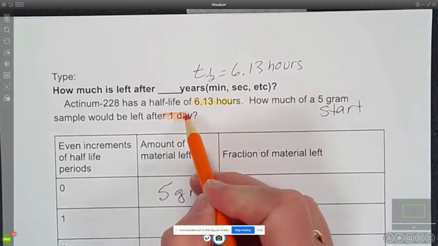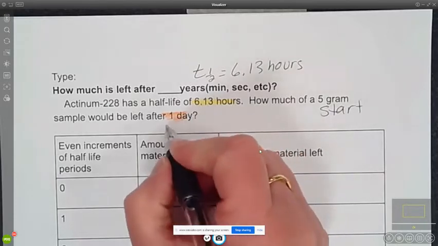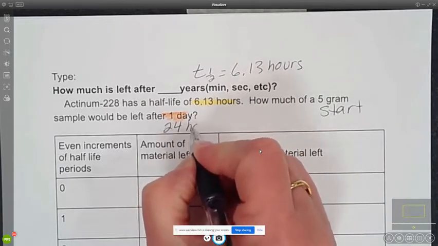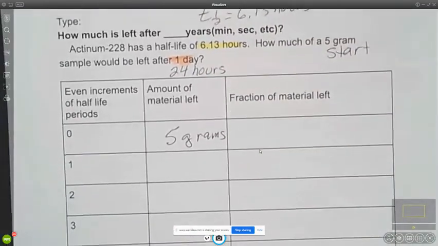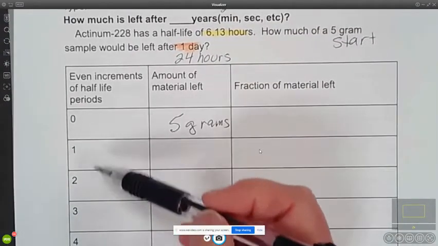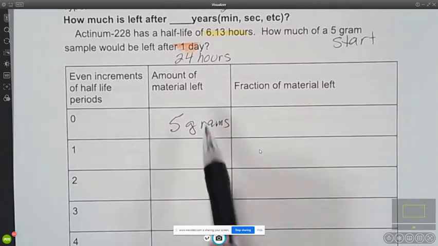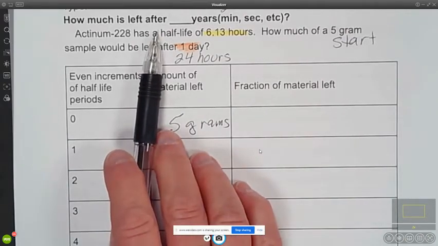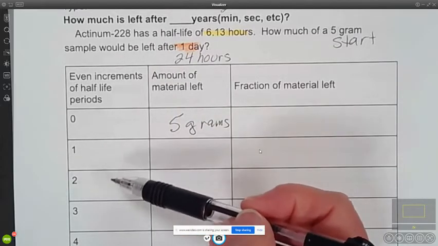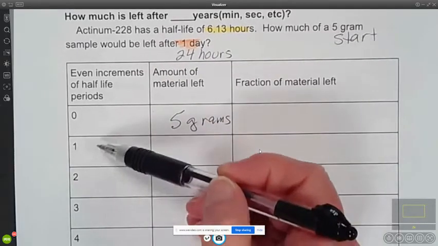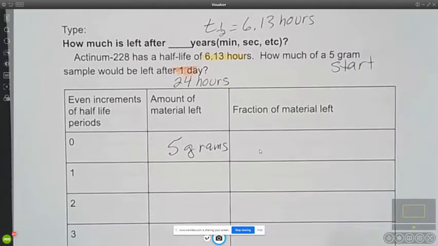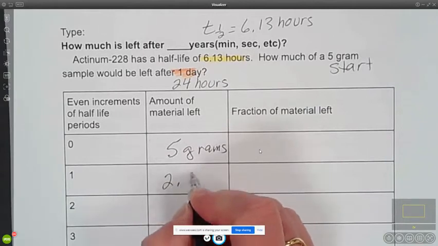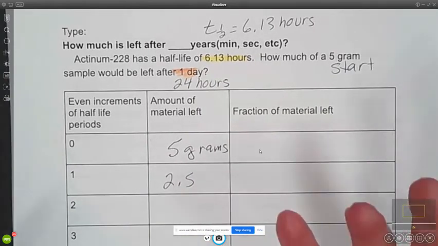Well, I need to, first of all, have those in the same units. And so I'm going to say 1 day is 24 hours. And now I need to find out how many half-lives that would be. How far do I keep going? How much is left after so much time has passed? Well, I need to go down here and find out when I stop dividing. Because after 1 half-life, I would have 2.5 grams. And when do I stop?